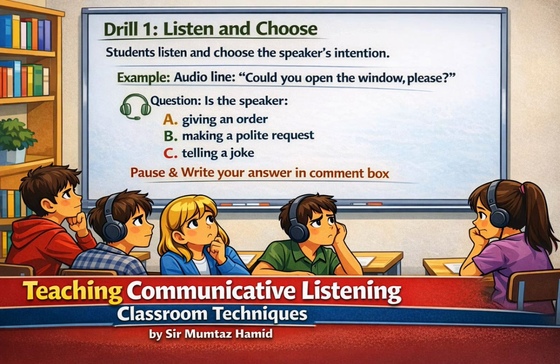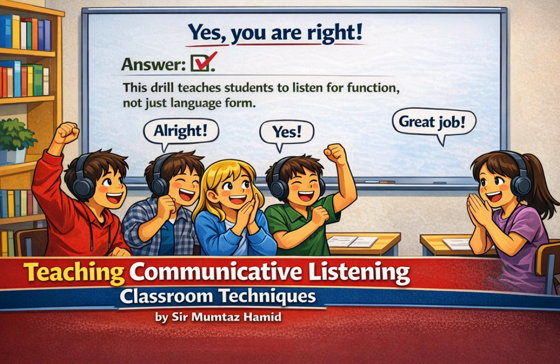Drill 1. Listen and choose. Students listen and choose the speaker's intention. Example, audio line: "Could you open the window, please?" Question: is the speaker A, giving an order, B, making a polite request, C, telling a joke? Pause and write your answer in comment box. Yes, you are right. Answer B. This drill teaches students to listen for function, not just language form.